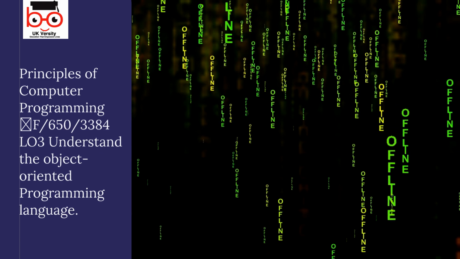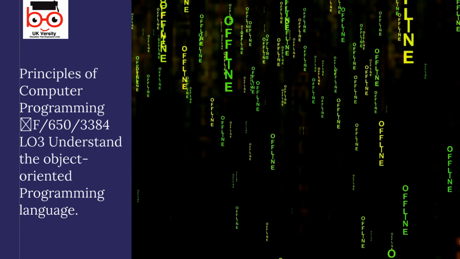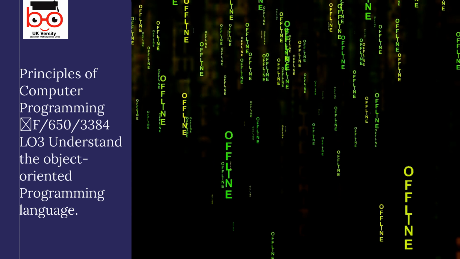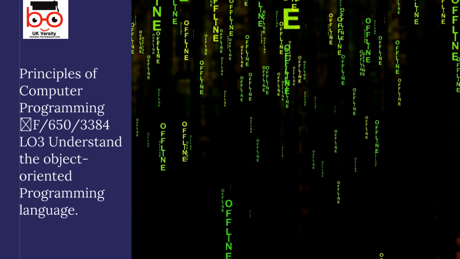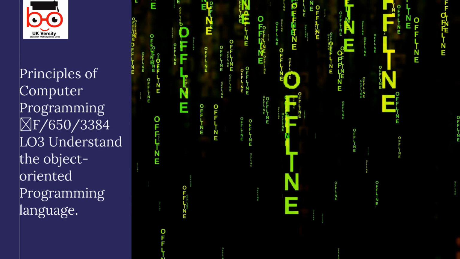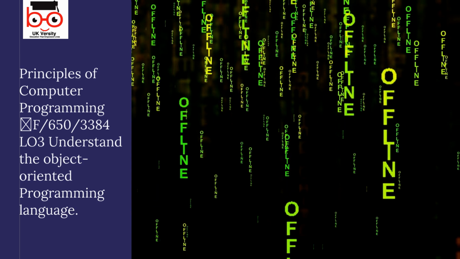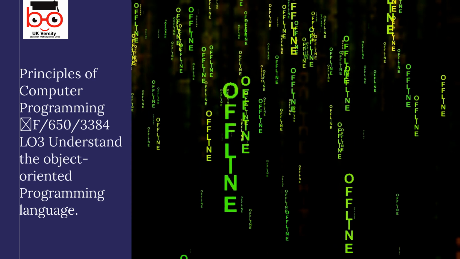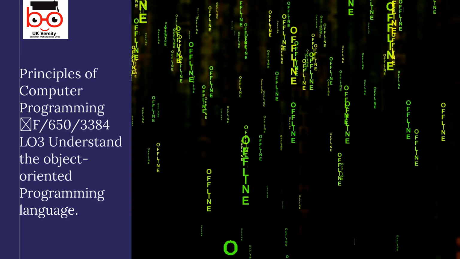OOP is a programming paradigm that revolutionizes software design by organizing code around objects, which combine data and behavior. This approach promotes modularity, reusability, and scalability, enabling developers to build more efficient, maintainable, and adaptable software systems.